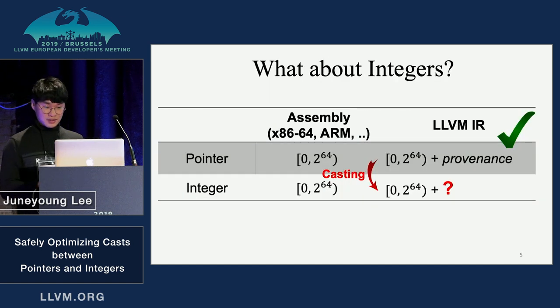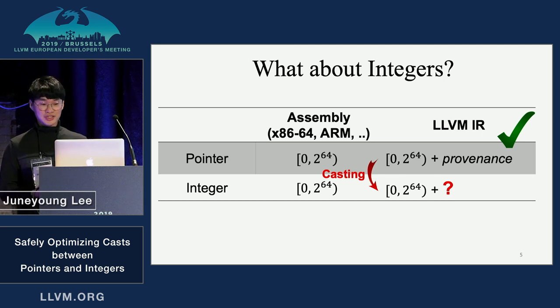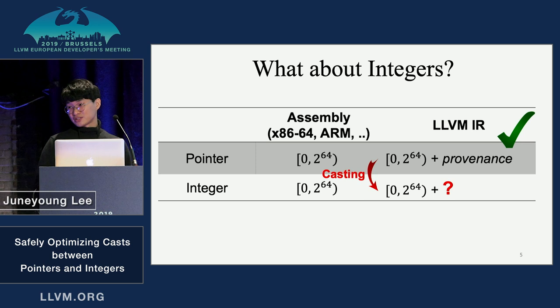Okay. Until now, I've explained how provenance explains some kinds of optimizations like constant propagation. Then what about integers? What happens if we cast a pointer into an integer? Does it still track provenance or does it just drop provenance? The interesting thing is that this is not just a theoretical question. Leaving this as an uncertain thing can cause miscompilation for certain programs.